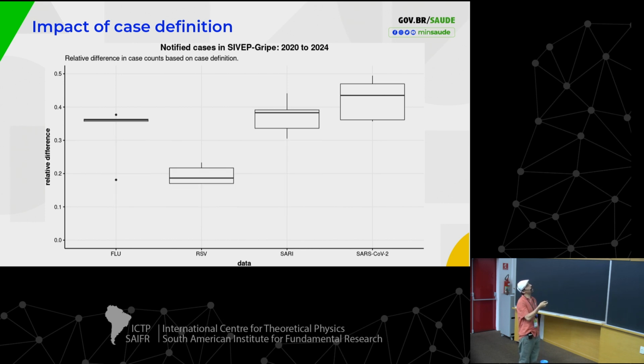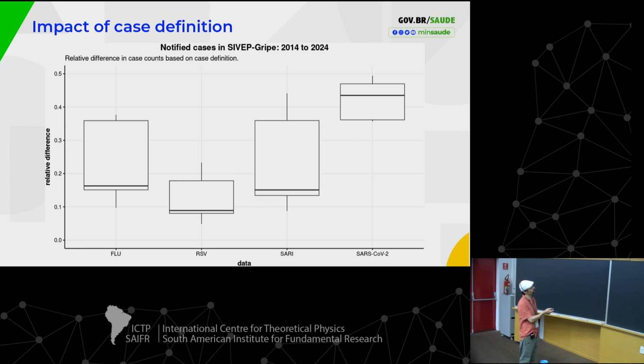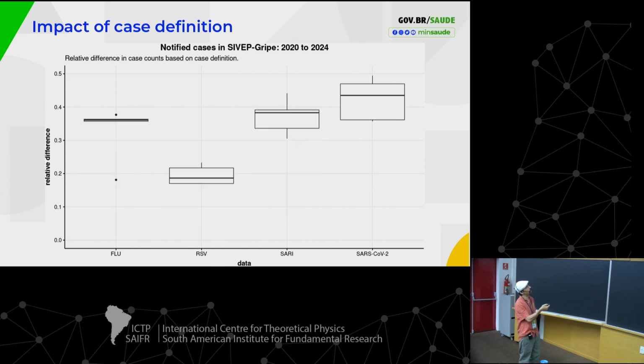Now, what happens if I restrict my whole data set to 2020 to 2024? What I see is that for influenza, and of course for SARI overall, I also have a greater percentage of cases that do not meet my case definition criteria, about 35% more or less. And even for RSV, now I'm closer to 20%, right? The median was a little below 10%, and for that period alone it's almost 20%. So this points in that direction.